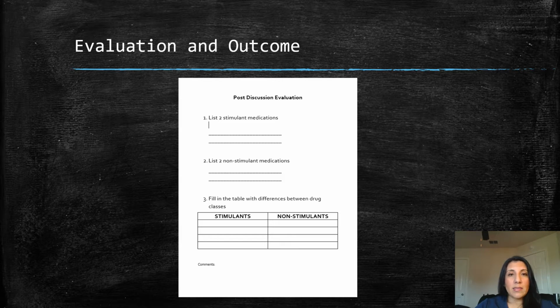Sometimes people ask if the medications can be combined, and in fact they can. Sometimes physicians will prescribe a stimulant and a non-stimulant just to enhance the therapeutic response that that child might get from their ADHD.